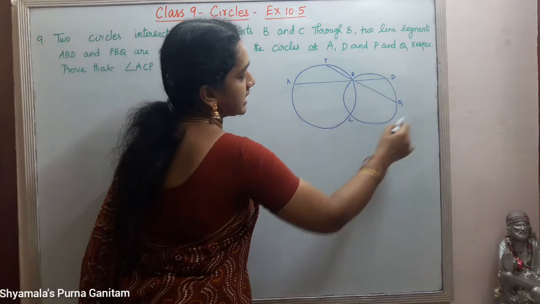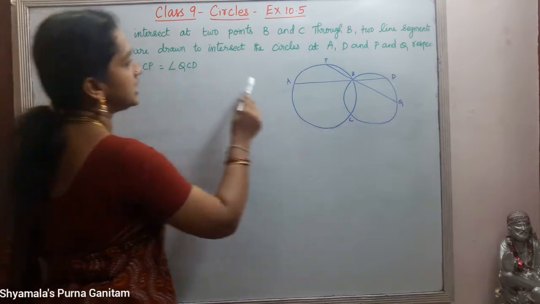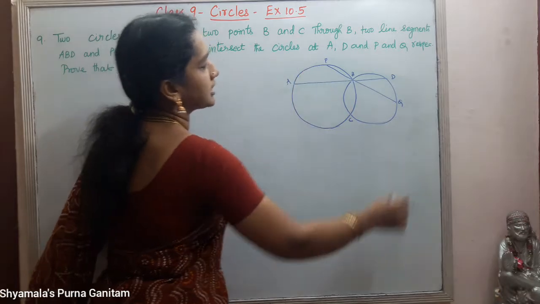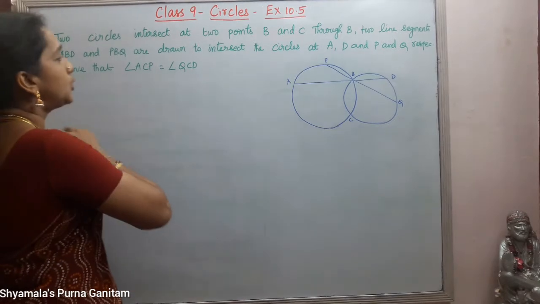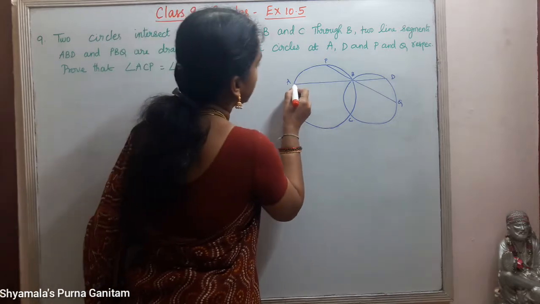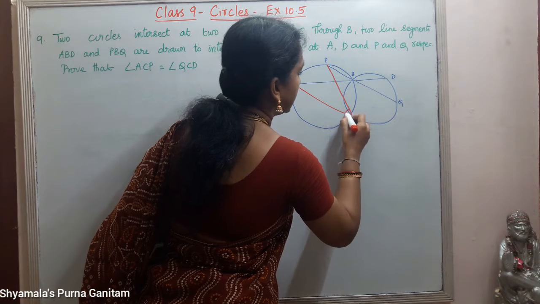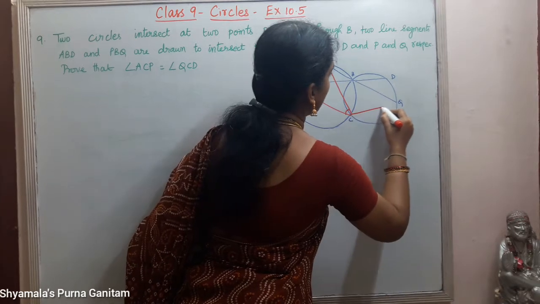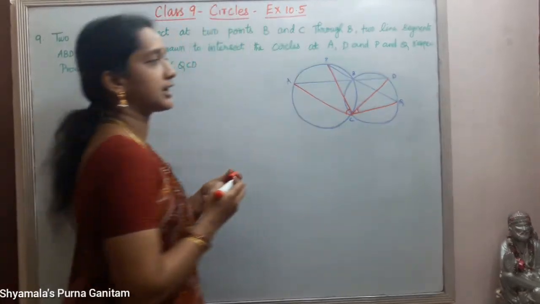Next sum is: two circles intersect at two points B and C. So, this is a circle and this is another circle, intersecting at the points B and C. Through B, two line segments ABD and PBQ are drawn to intersect the circles at A, D, P and Q respectively. Prove that angle ACP is equal to angle QCD. These two angles are equal, we are asked to prove.